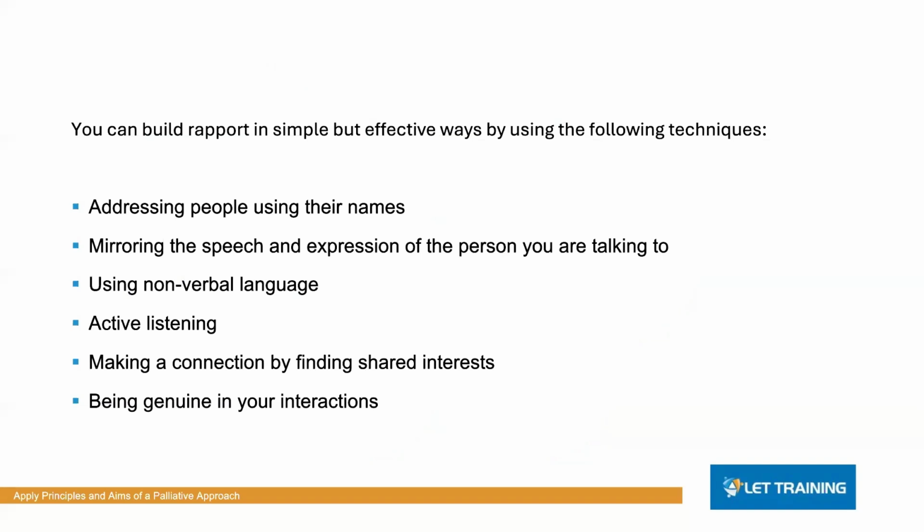You can build rapport in simple but effective ways by using the following techniques. Addressing people using their names. Addressing people by their name implies attentiveness and interest. You might be surprised to learn how many people appreciate being remembered. In your line of work, it is especially more meaningful. Mirroring the speech and expression of the person you are talking to. Mirroring is copying the speech, expression, or mannerisms of the person you are talking to. You must match your speech or expression to your conversation partner. Paying attention to these little things shows that you are attuned to others.